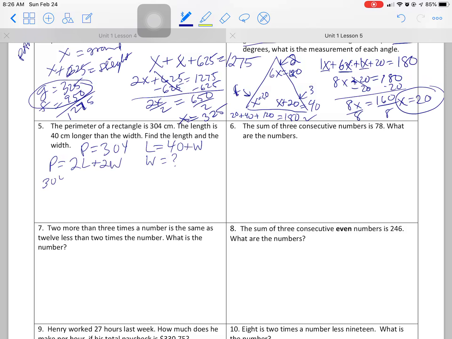So 304 equals 2 of the 40, or W plus 40, or 40 plus W, it really doesn't matter, plus 2 widths, whatever it is. So I'm going to keep my variable at W just for width's sake. All right, so 304 equals 2 times 40 is 80, plus 2W plus 2W. Combine like terms.